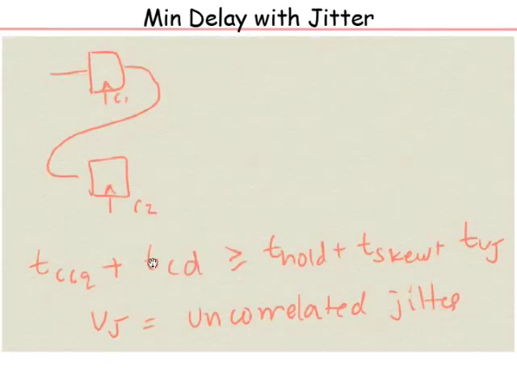Similarly for min delay, uncorrelated jitter, say if the launching and capturing clocks are a little different, that uncorrelated jitter will affect the min delay also. Min delay has to be at least hold plus Q plus the jitter number.